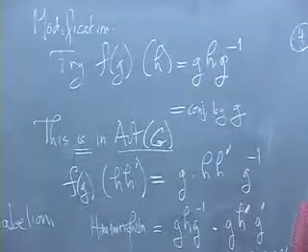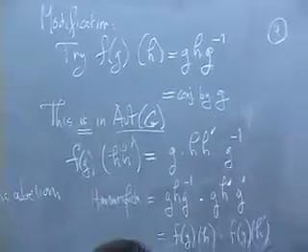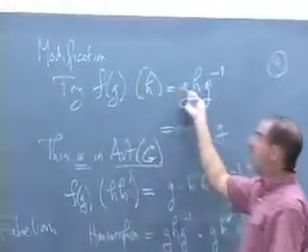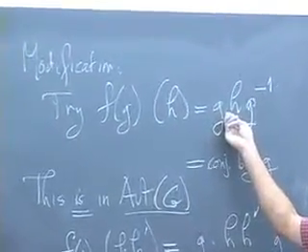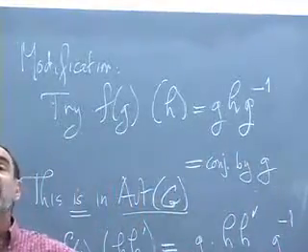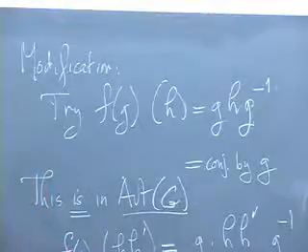Alternatively, you can exhibit an inverse. Very good. Namely, if we're able to show that there's a way to get back to H from this element, what would be the inverse of this? Conjugation by g inverse. Very good. That would be an even better way to do it.